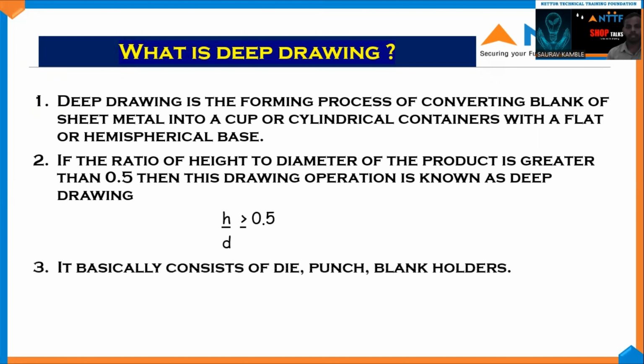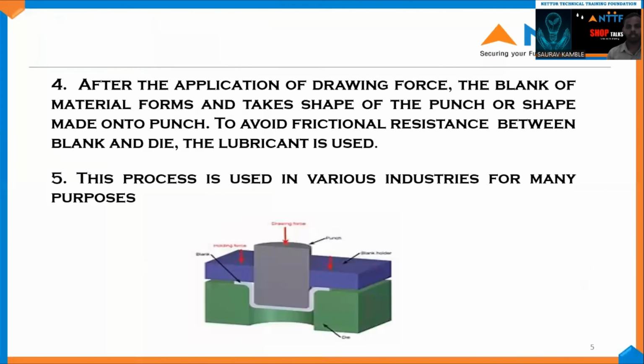The basic elements of deep drawing are die, punch and blank holders. After the application of drawing force, the blank material forms a cup-like component. To avoid frictional resistance between the blank and die, lubricant should be used. This process is widely used in many industries and for several purposes.